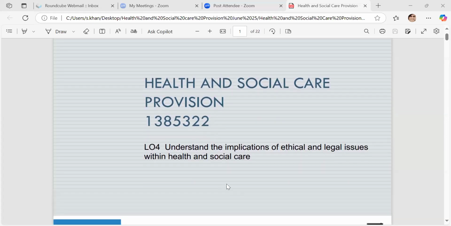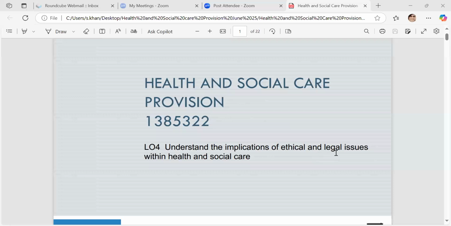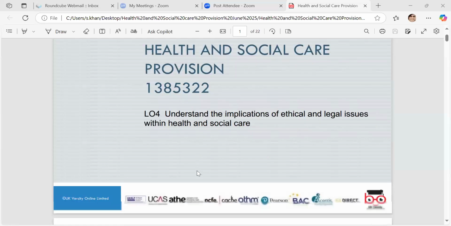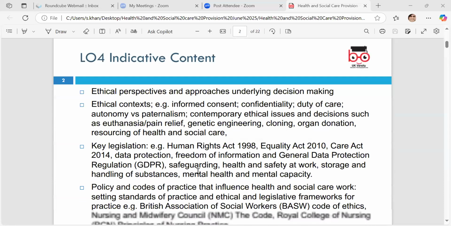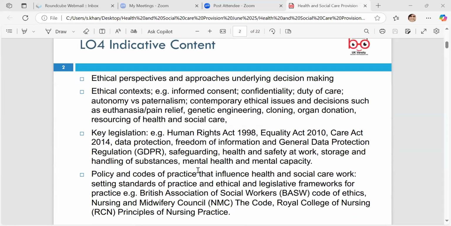Now we've gone on to learning outcome 4, which is the final learning outcome. Then next week is your assignment discussion session. Learning outcome 4 is to understand the implications of ethical and legal issues within health and social care. Ethical issues are really important for maintaining patient well-being and ensuring professional accountability. It could be confidentiality, duty of care. You have a duty of care to an individual to make sure that everything is dealt with properly.